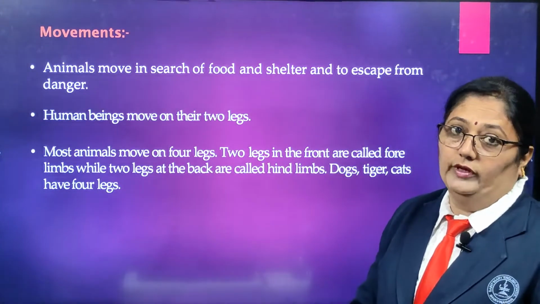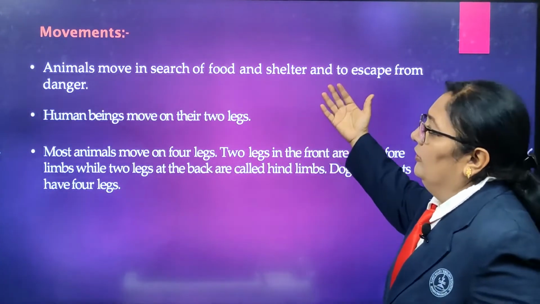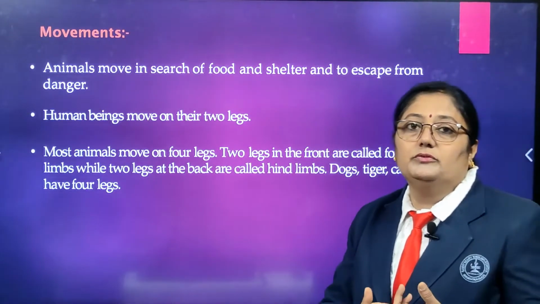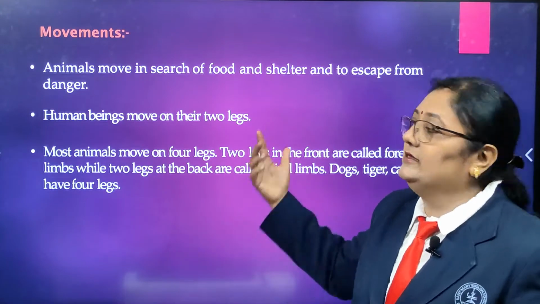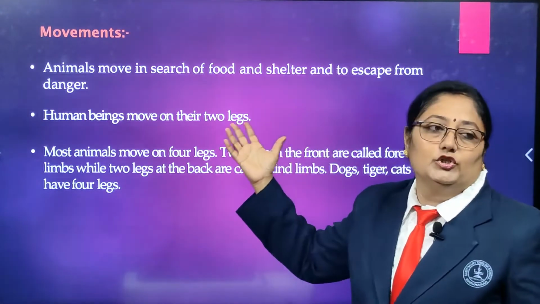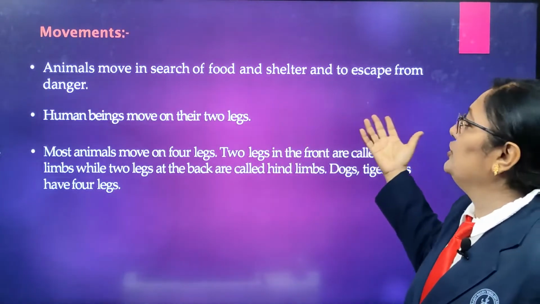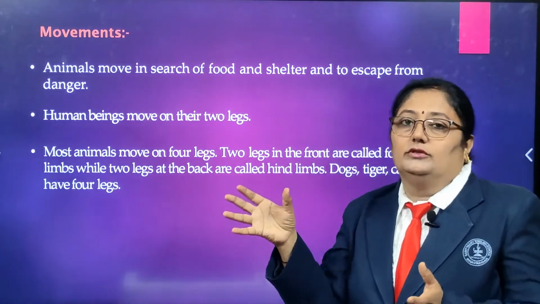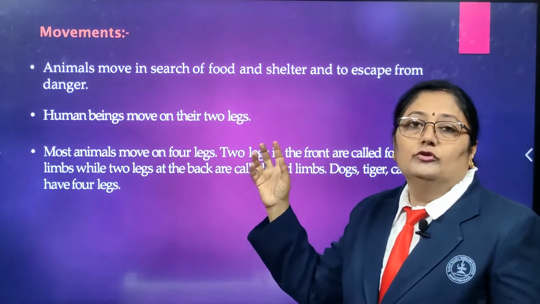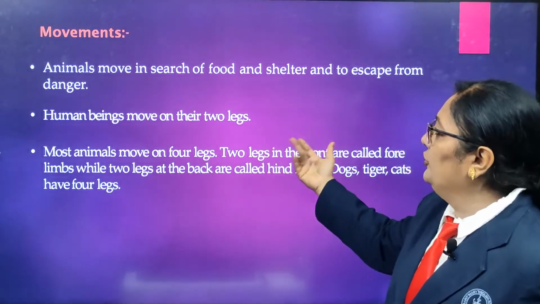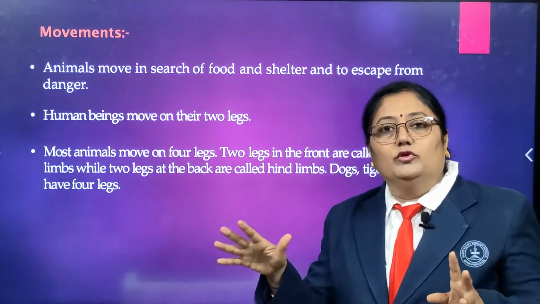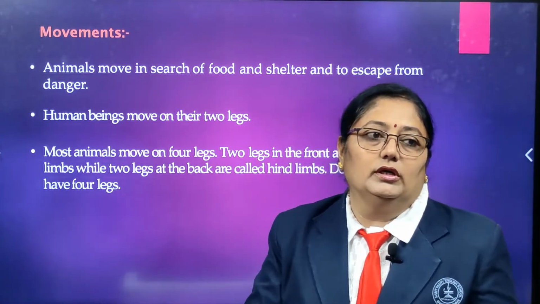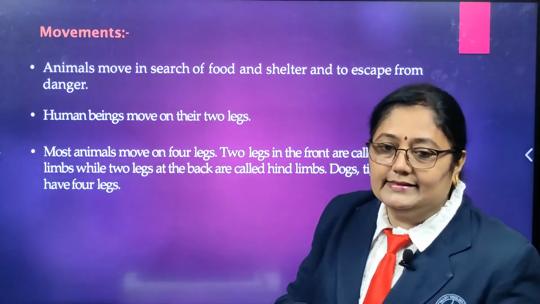animals are moving. So first let us see why there is movement in animals or human beings or insects. The reason is they are always in search of food and shelter. Also, to escape from danger, they have a few movements. So if we talk about human beings, how do they move? If you want to walk, what do you use? Yes, which organ? That is the legs.